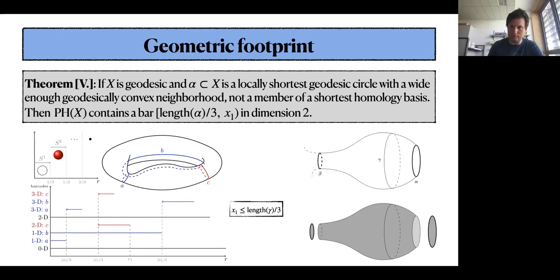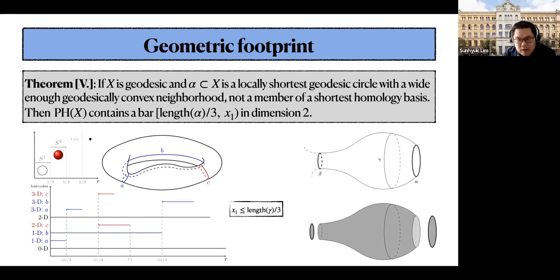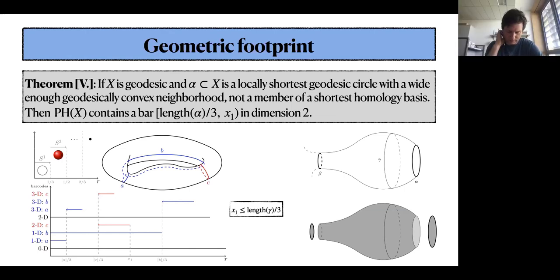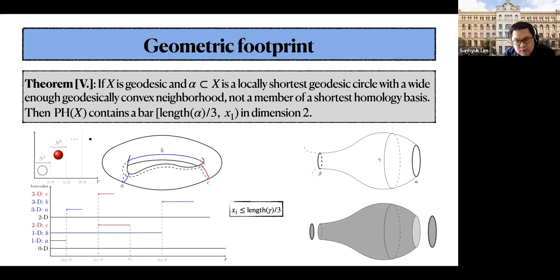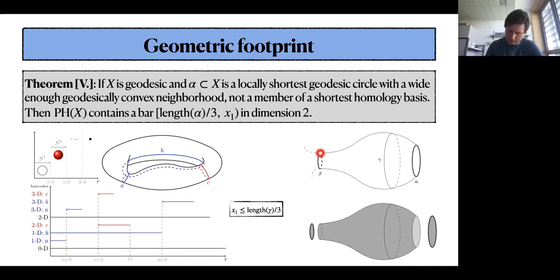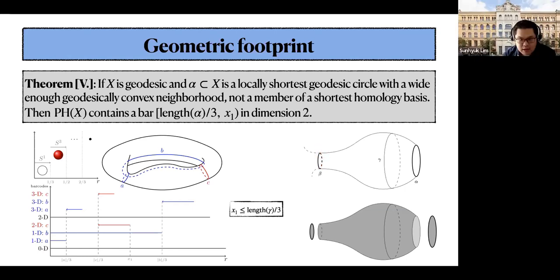And in this slide, to make this equality hold, x1 equal to length of gamma over 3, would it be enough if the length of beta is equal to length of gamma in this picture? Am I correct? If the length of beta is equal to... you mean the length here? Yeah, then x1 will be exactly equal to length of gamma over 3.